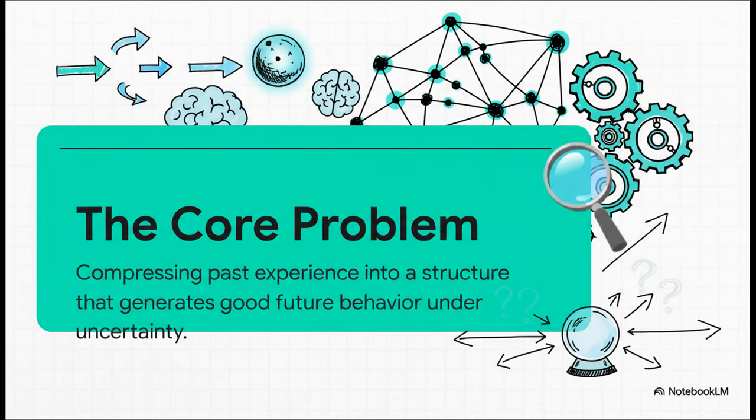And this is that fundamental question. You could say it's the core problem that any intelligent system has to solve. Doesn't matter if it's grown in a lab or built in a data center. The problem is, how do you take all of your past experience, compress it down into some kind of useful structure, and then use that structure to make good decisions when you have no idea what's coming next? So let's break down how each of them tries to pull this off.